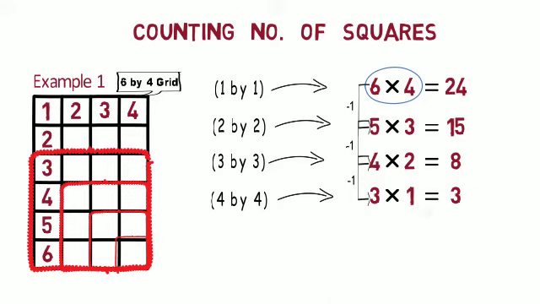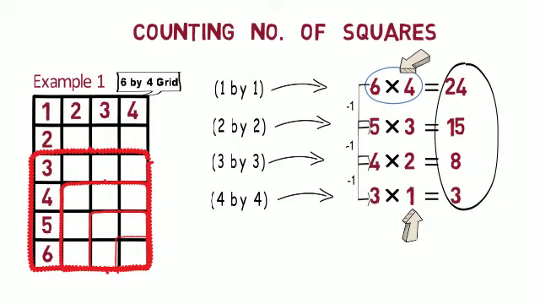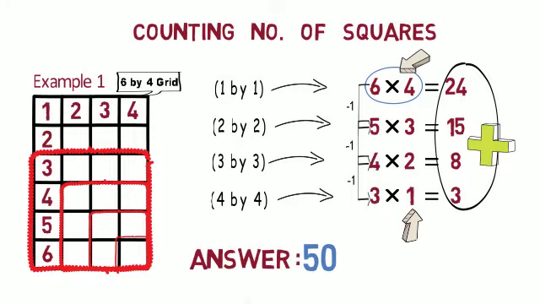So what's the pattern here? We started with 6 into 4, which were the original grid dimensions, and kept reducing both the numbers by 1 until we reached a point where one of these numbers became 1. And finally, to get the total number of squares, we add up all these numbers and get 50 as our correct answer. I hope you understood the trick.